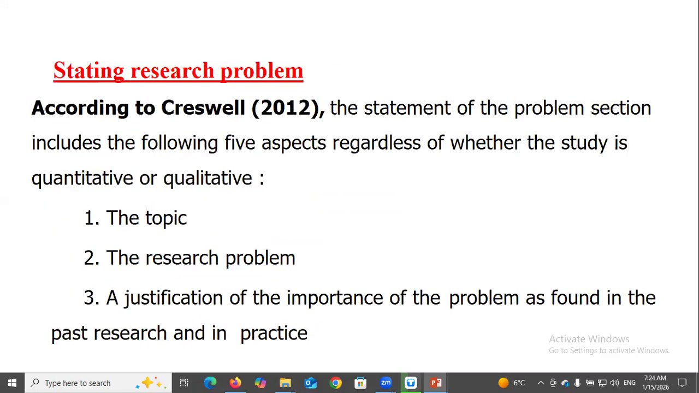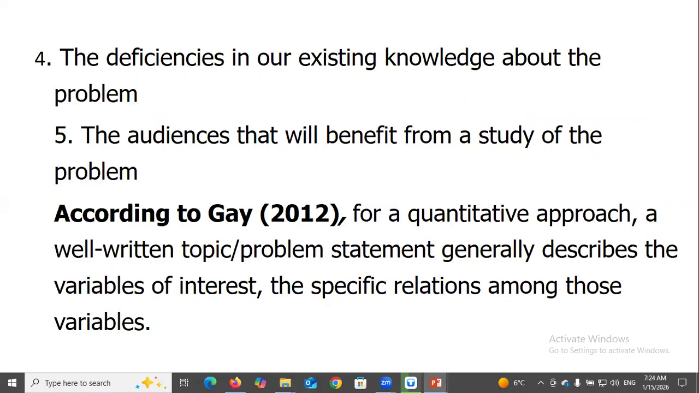Stating the research problem. According to Creswell 2012, the statement of the problem section includes the following aspects, regardless of whether the study is quantitative or qualitative. The topic, the research problem, and justification of the importance of the problem as found in past research and in practice. The deficiencies in our existing knowledge about the problem. The audience that will benefit from a study of the problem.